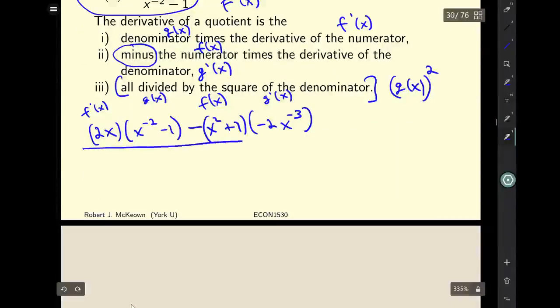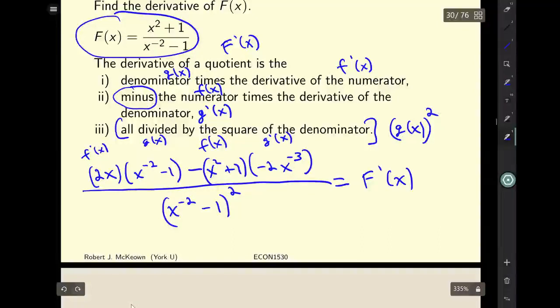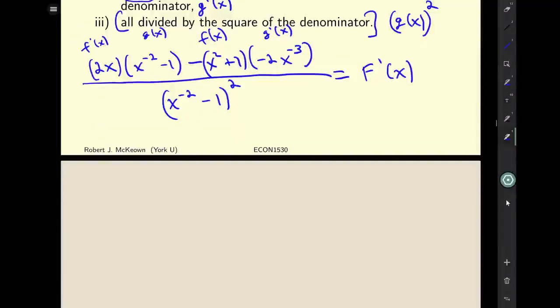But I'm not done. I've got one more step, and I want to take the denominator and square it. So I'm going to write x to the negative 2 minus 1, and I'm going to square the whole thing. And this ugly looking expression is f prime of x. Now I could clean up this expression a little bit and simplify it. Sometimes on tests I will ask you not to simplify because I just want you to show me that you can take the derivative, and once you start simplifying you're more likely to make a mistake. I don't really want you to do that.